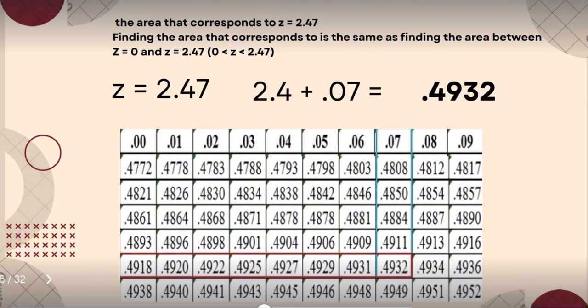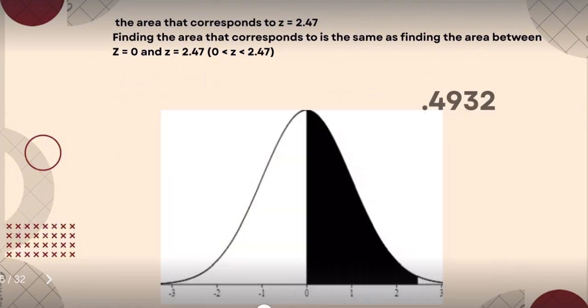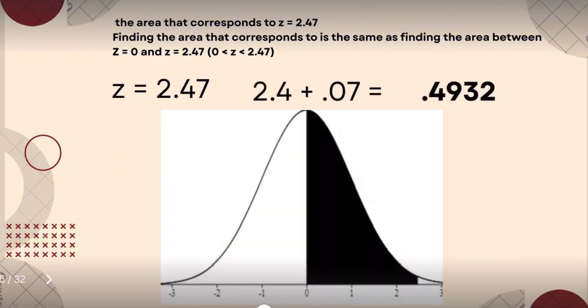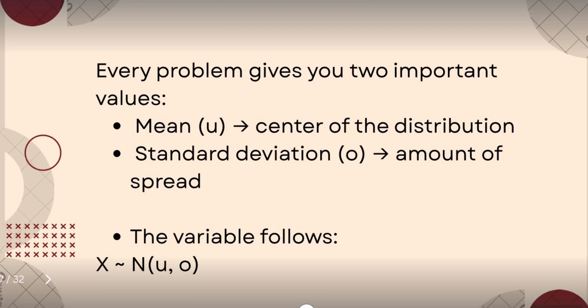The area that corresponds to z equals 2.47. Finding the area that corresponds to z equals 2.47 is the same as finding the area between z equals 0 and z equals 2.47. Ayan ulit yung 2.47, yung z natin. Tapos yung 2.4, hahanapin mo lang sa table. Tapos itatapat mo siya dun sa column ng 0.07. And pag tinapat mo, madedetermine na natin yung area which is 0.4932. Ayan yung illustration niya. So, tapos na tayo doon.